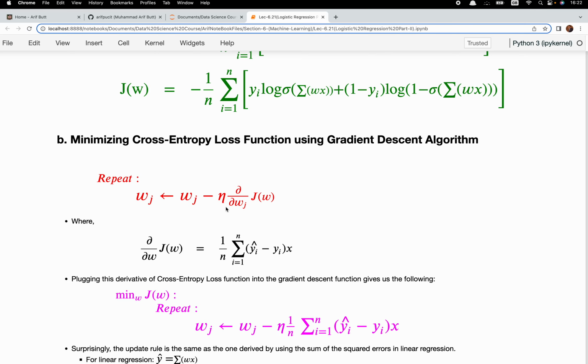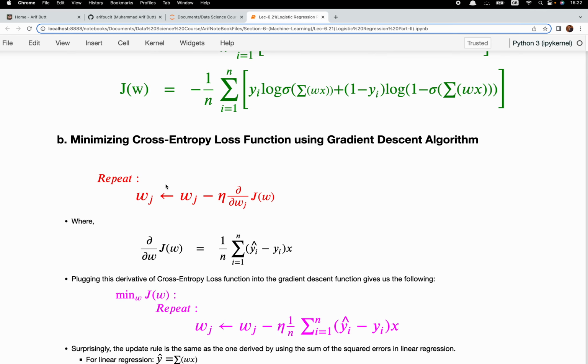If the value of learning rate is too small, the updates will be in small steps and it may take too long to get to the minimum. Or you may not even reach the minimum if this repeat loop is running for a small number of times.